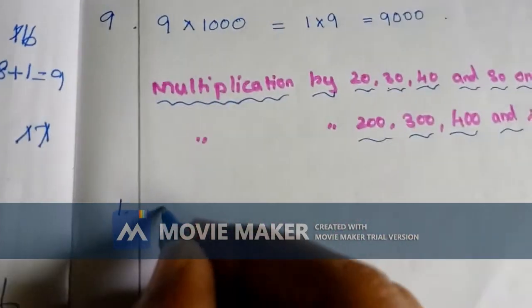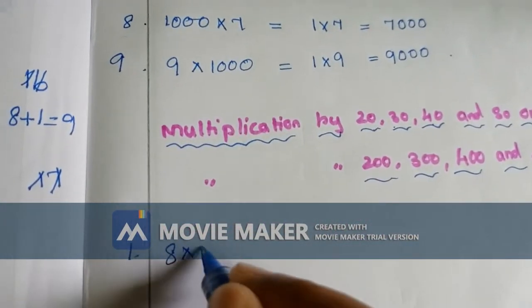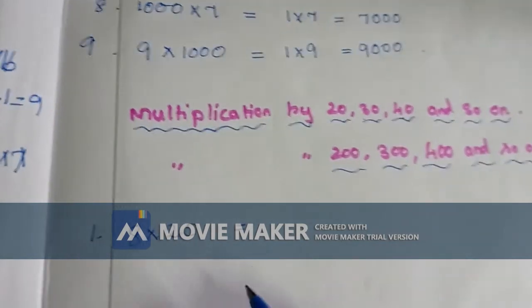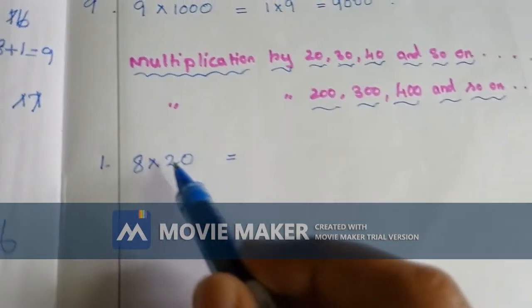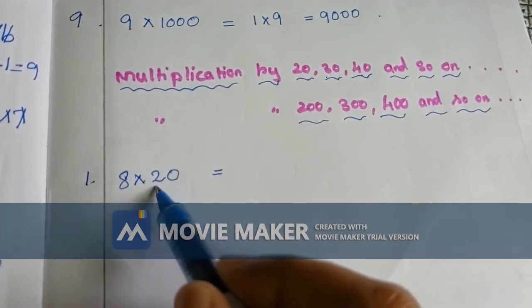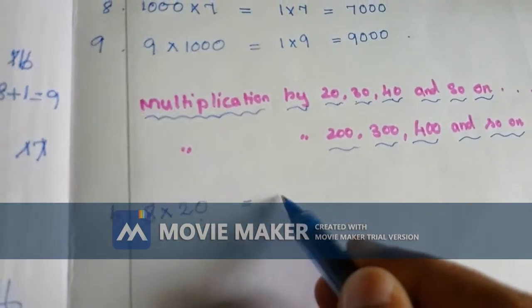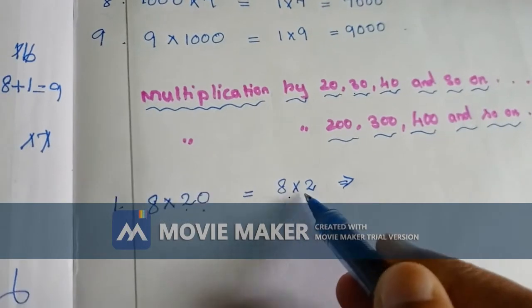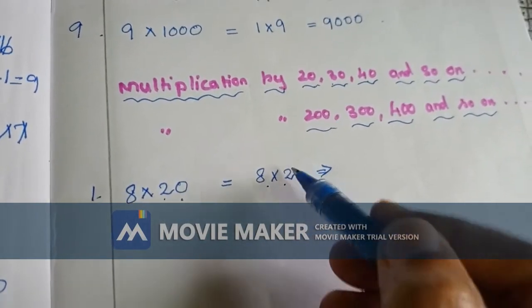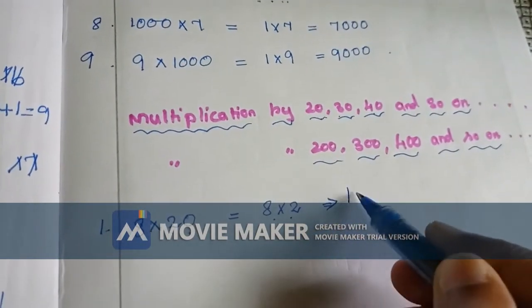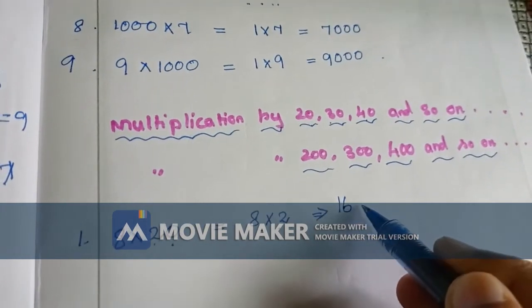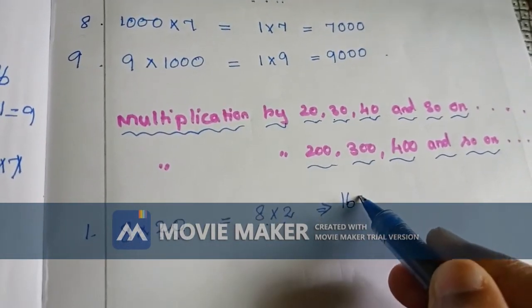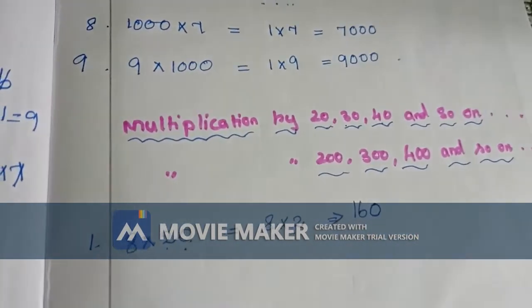So 8 multiply by 20. Okay, so first children we have to multiply this 8 by 2. Okay, 8 by 2. So what is the answer for this? Yes, 8 2s are 16. Okay, 8 2s are 16. Then we have to add this 0 to this ones place.